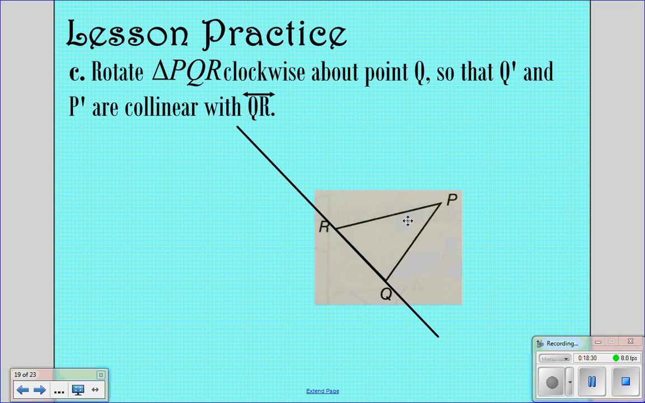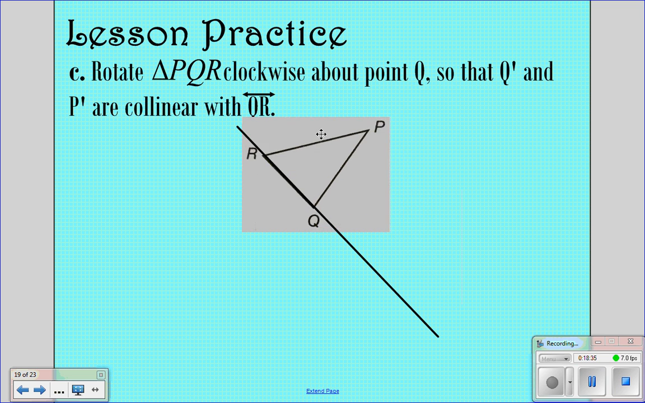So that means I need to move this a little bit further up here. So that means that our point of rotation, or our center of rotation, is going to be Q, because it's about that point. And so Q and Q prime are in the same place. Now, Q prime is on the line RQ, and it also wants P prime on that line. So that means that P is going to get pushed over to here and become P prime. Okay, and so now we have one side of our triangle.